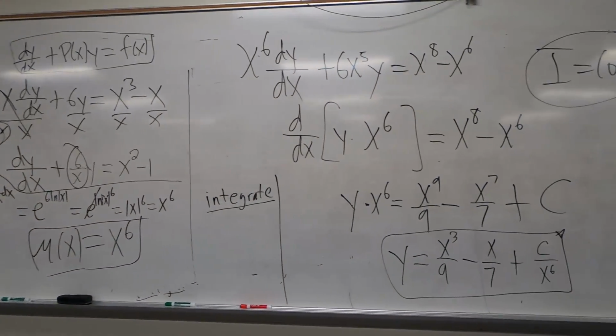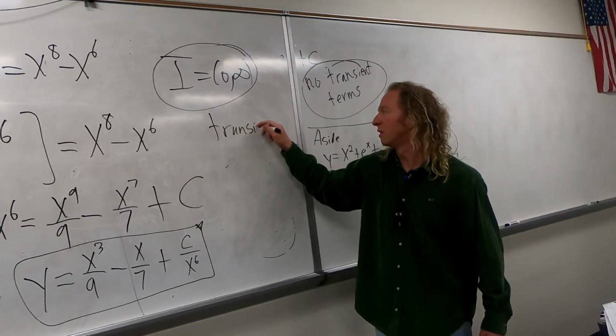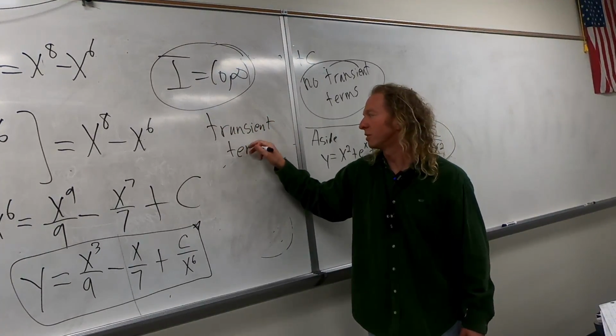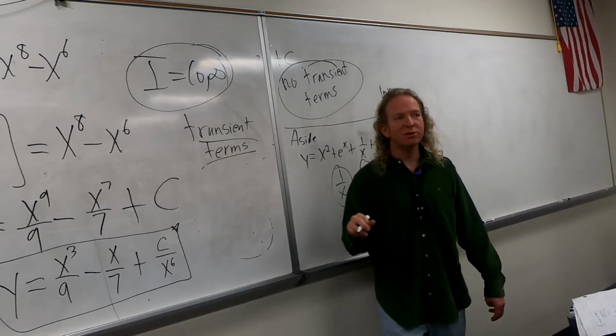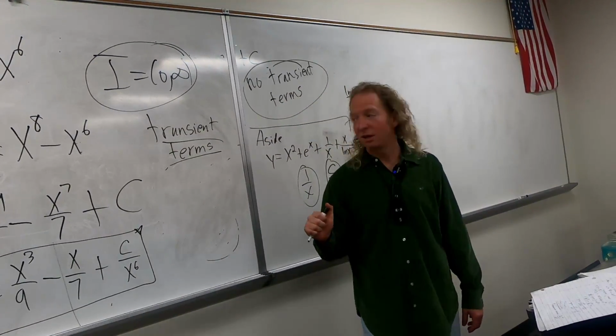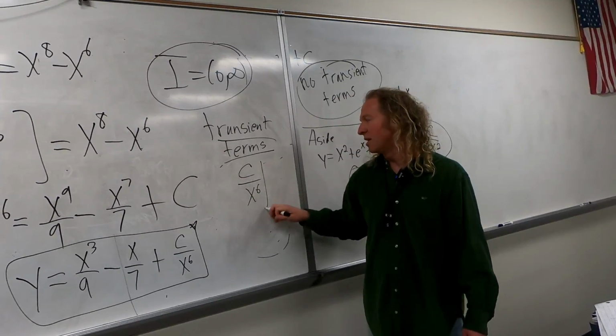And then as far as transient terms, are there any transient terms in this case? Yes. The last one, very good. C over x to the 6. And again, not something you'll see in a test.